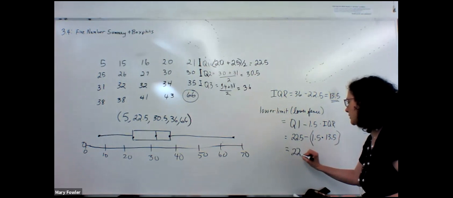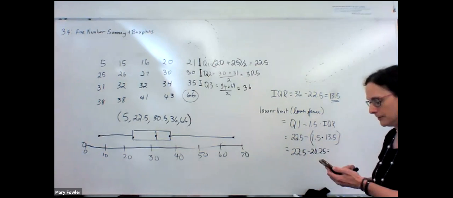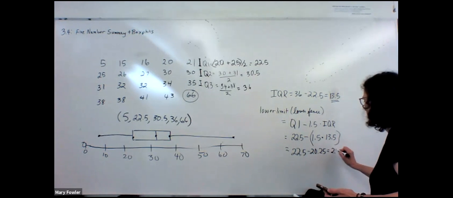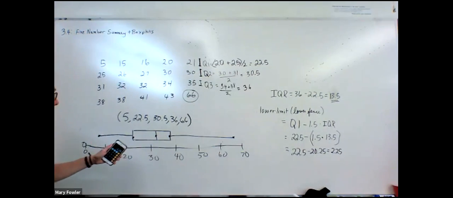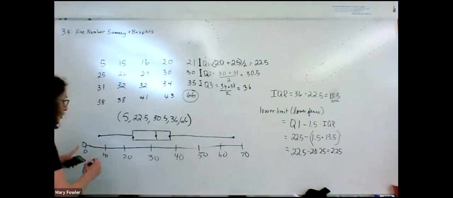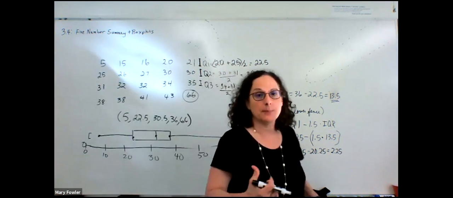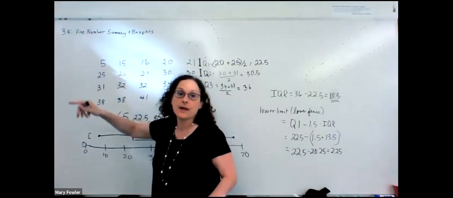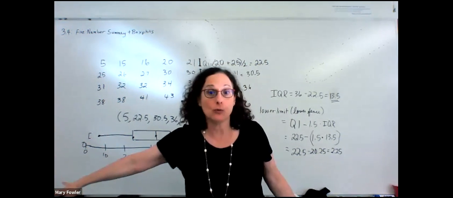20.25. So 22.5 minus 20.25 is 2.25. And how you'll display this on your box plot here is you're going to go over to 2.25, which is just here, and put a little hard bracket. So since you have no data points that are less than 2.25, then we have no low outliers to the left.